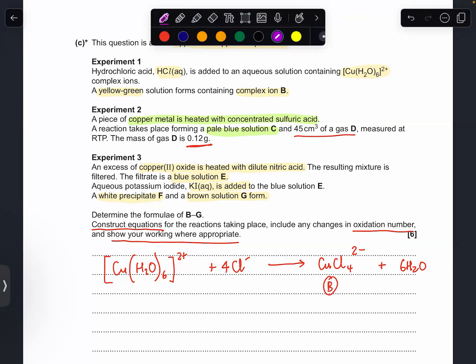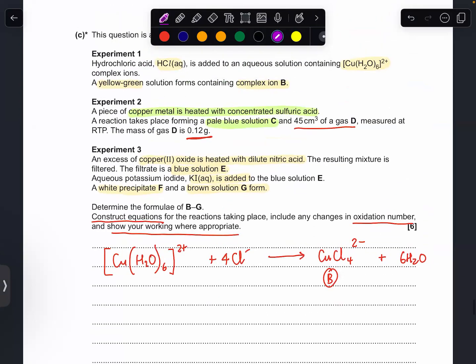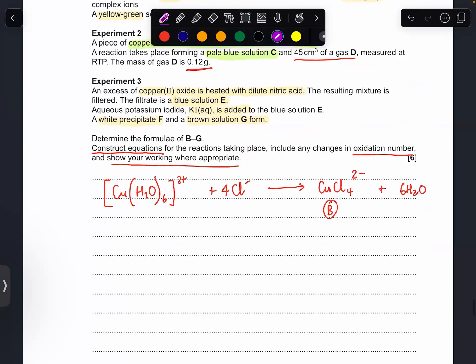Experiment 2. A big copper metal is heated with concentrated sulfuric acid. And it's asking, you got your gas. Copper metal is heated with concentrated sulfuric acid. A pale blue solution C forms. You see the pale blue solution is going to be your aqueous copper 2+ solution. So that's either going to be copper sulfate, or we could just write down the whole complex. This is your solution C.